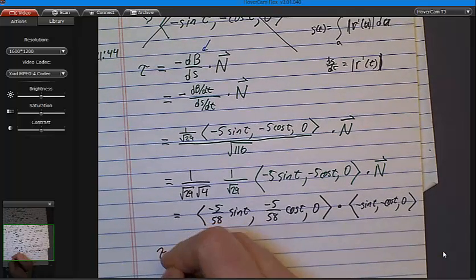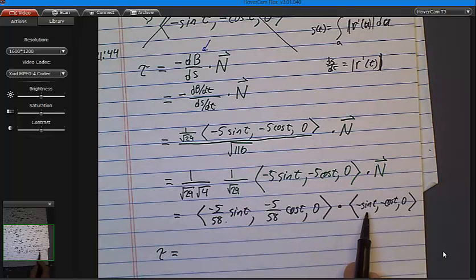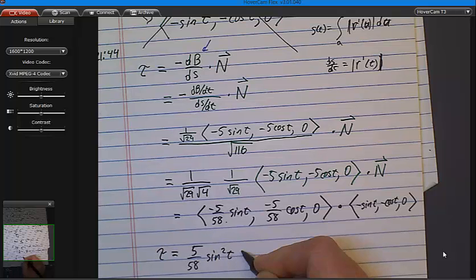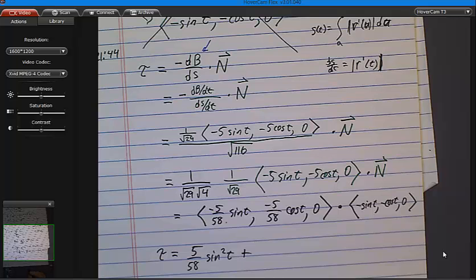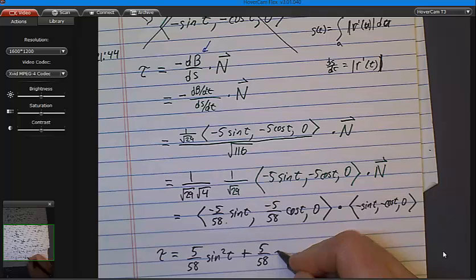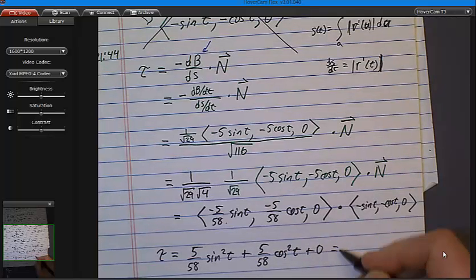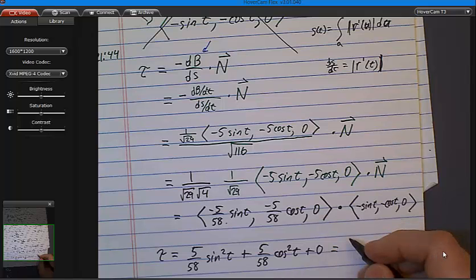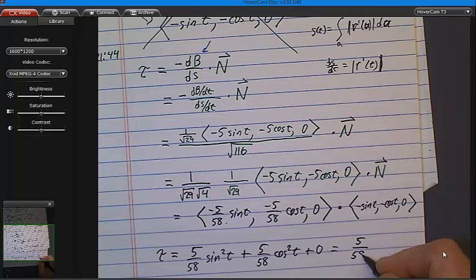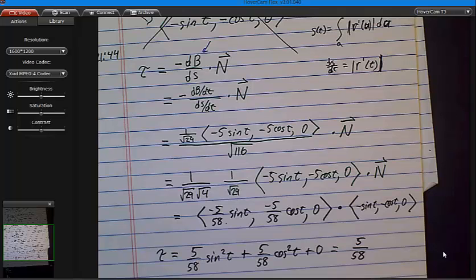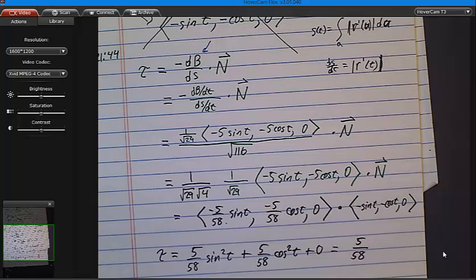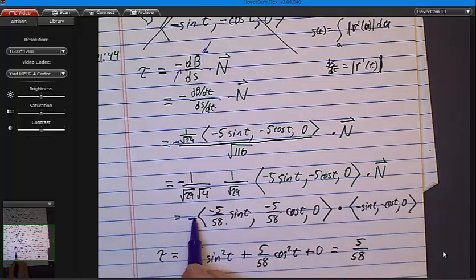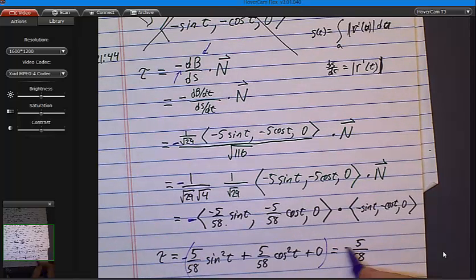And so the torsion equals, well, when I dot these two, what happens? I get positive 5 over 58 sine squared t. And when I multiply the middle coordinates, same thing, 5 over 58 cosine squared t plus 0. So I'm getting that the torsion is, if I factor out, 5 over 58. Oh, and there's one other thing that I lost along the way, which gives us the final correct answer, and that was, see that negative sign in the formula? We lost it. Here it is, here it is, here it is, and so there's your torsion.